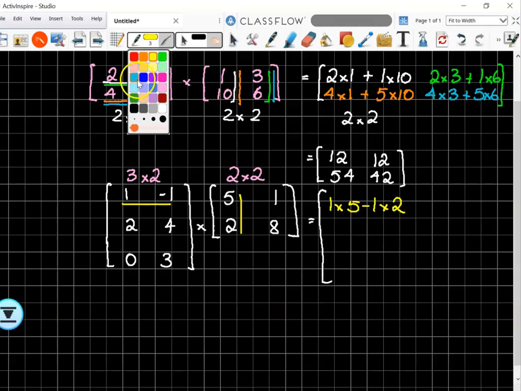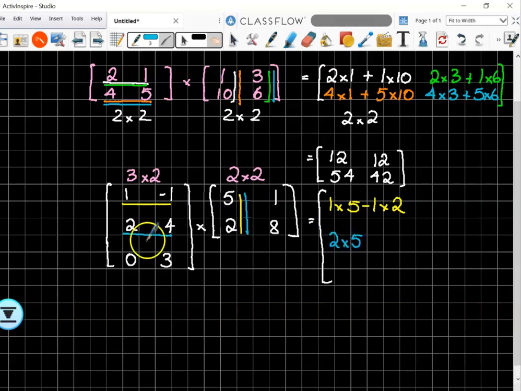Okay, where would this one go if I went second row by the first column? Just underneath. So 2 times 5 plus 4 times 2. So it seems like it's okay to me that we can do this. And this one, again, it's the third row by the first column. So 0 times 5, anything times 0 is 0, plus 3 times 2.